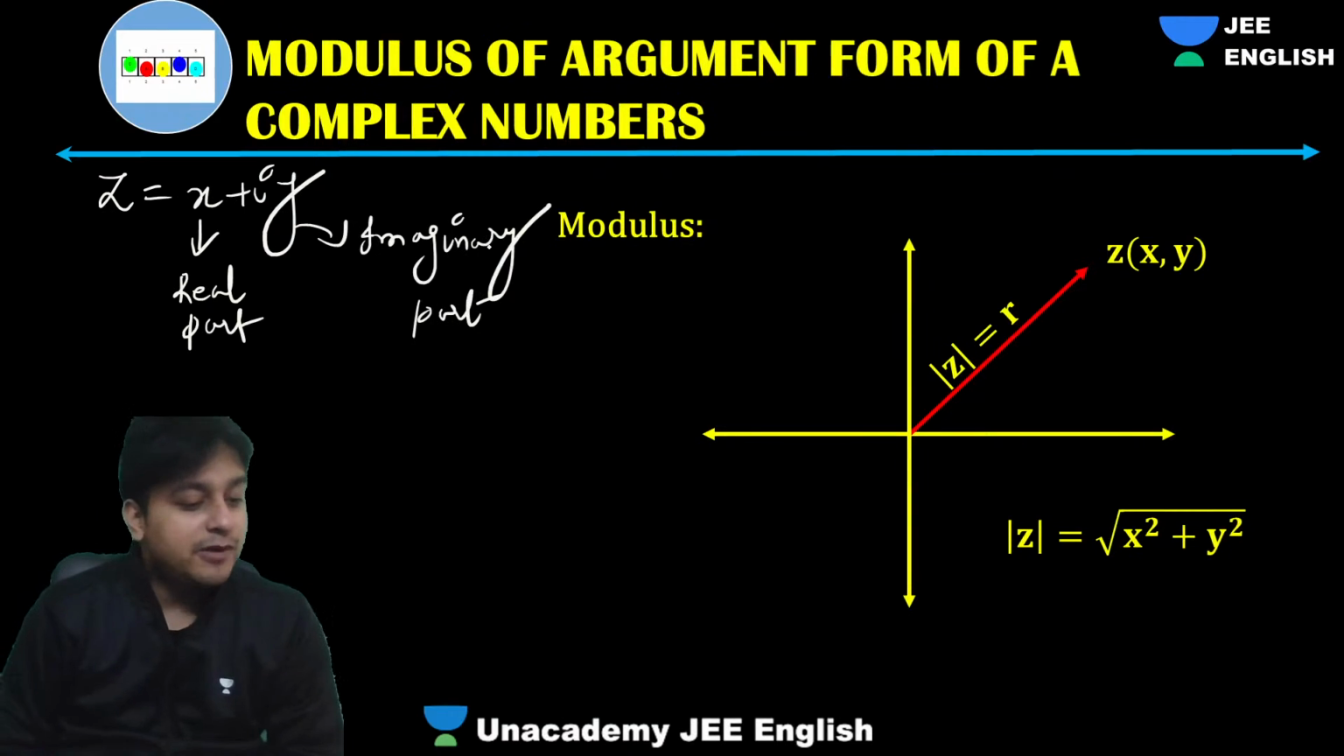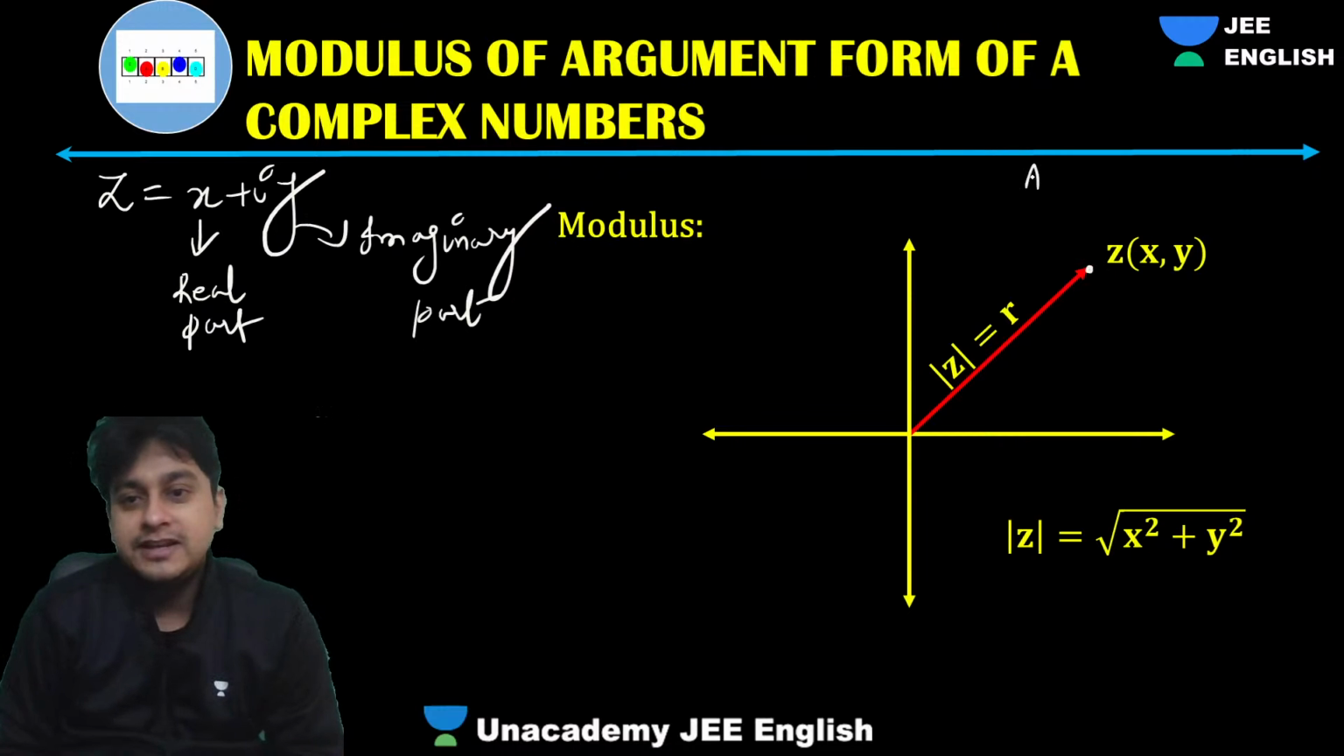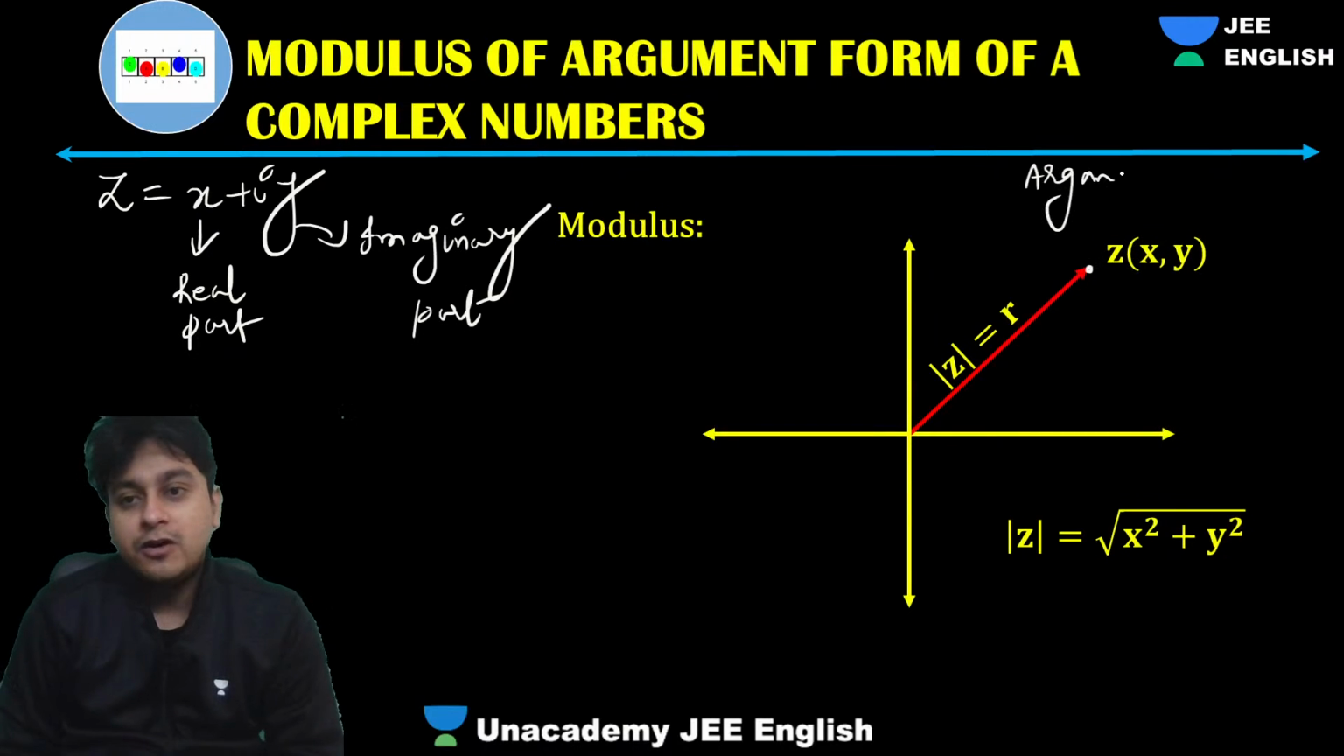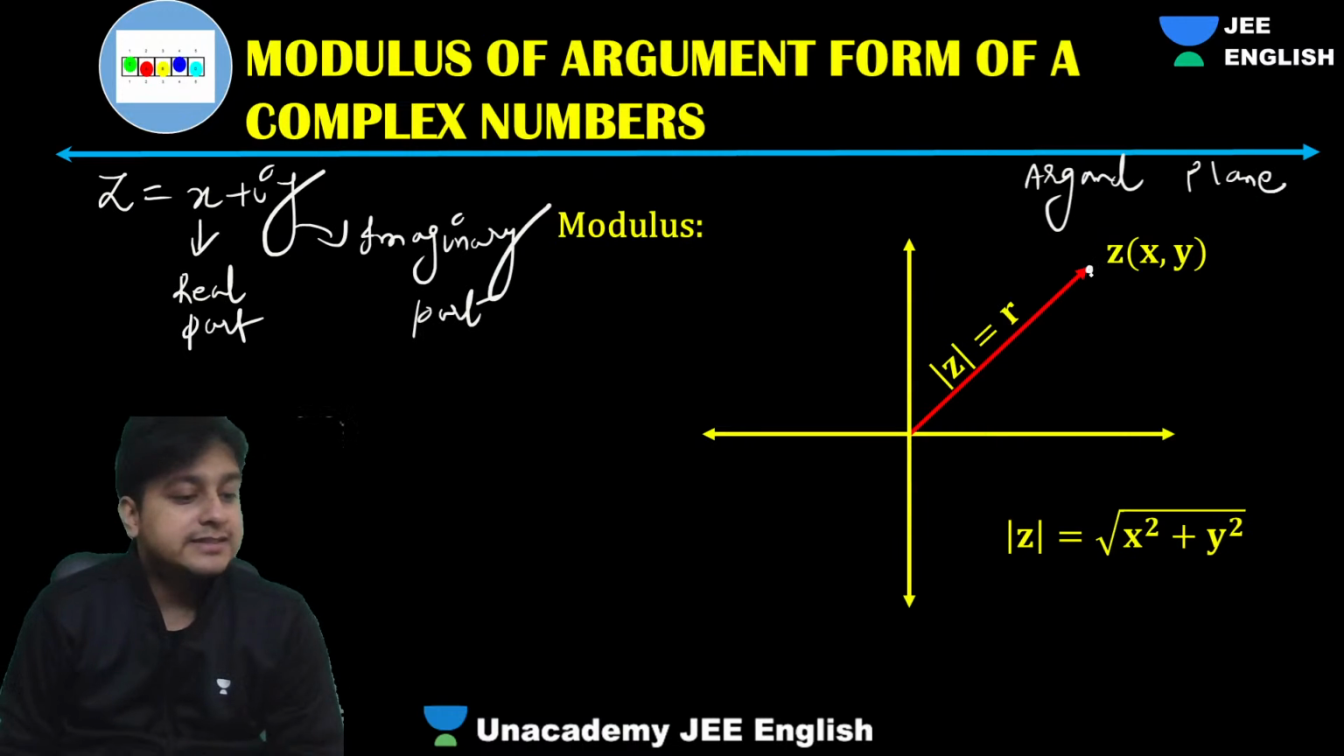So guys, we can plot this x comma y in this plane. This is called as Argand plane guys. So we can plot this thing on the Argand plane. As soon as you plot it, you will be getting this point as x comma y.